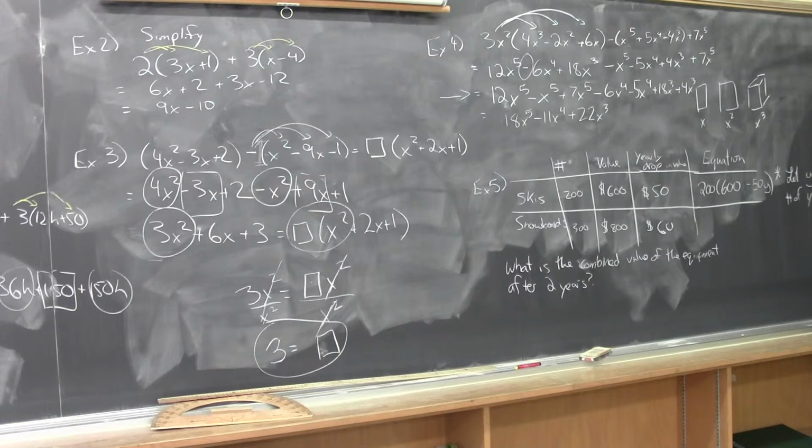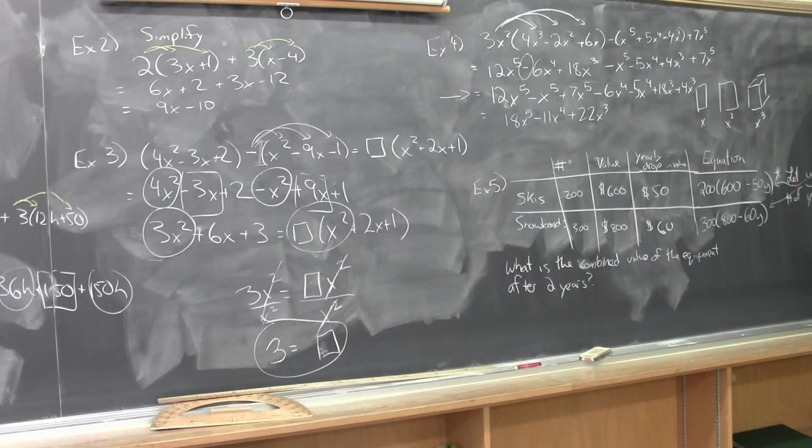So Mark, can you try the equation for the snowboards? 300 times the bracket 800 minus 60y. Excellent. Jesse? Multiply that answer by 2? No, now we're going to sub in 2 for y.